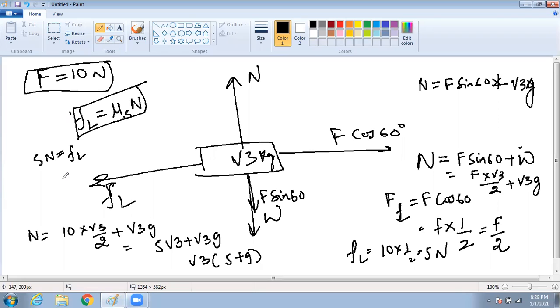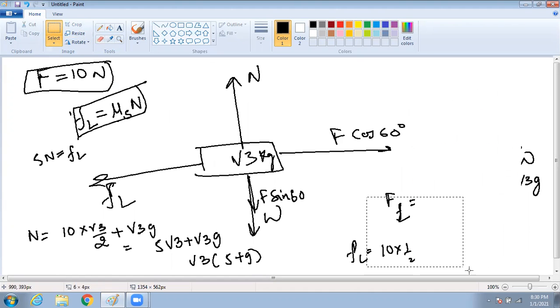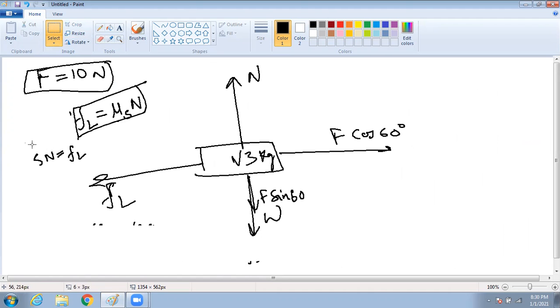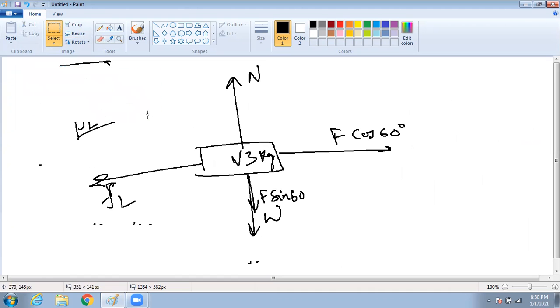Did I make a mistake somewhere? Wait. We have to find the maximum force for which the body does not move. So we have to find what is the F. So why did I give F before? I made a mistake.